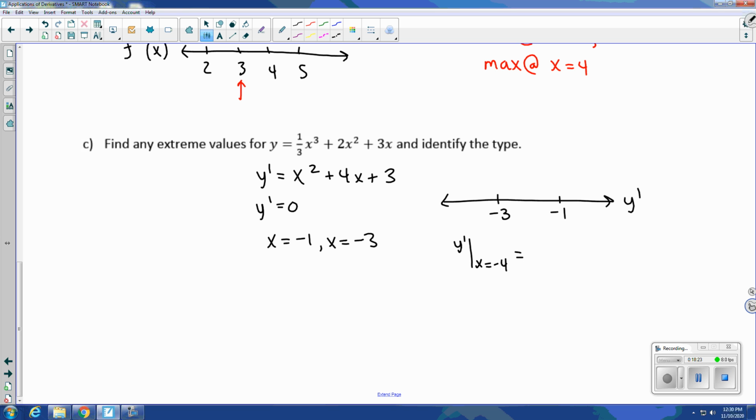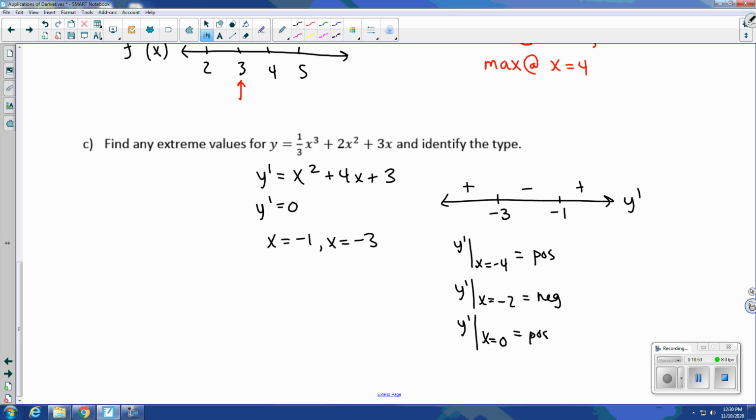When I plug in -4, all I care about is the sign. 16 minus 16 plus 3, we're going to get plus. Let's evaluate the derivative at -2. When we plug in -2, we're going to get 4 minus 8 plus 3, which is a negative number. And then let's evaluate the first derivative at 0 to get the rightmost region. When we plug in 0, we get a positive number. So we're going to get positive, negative, positive.